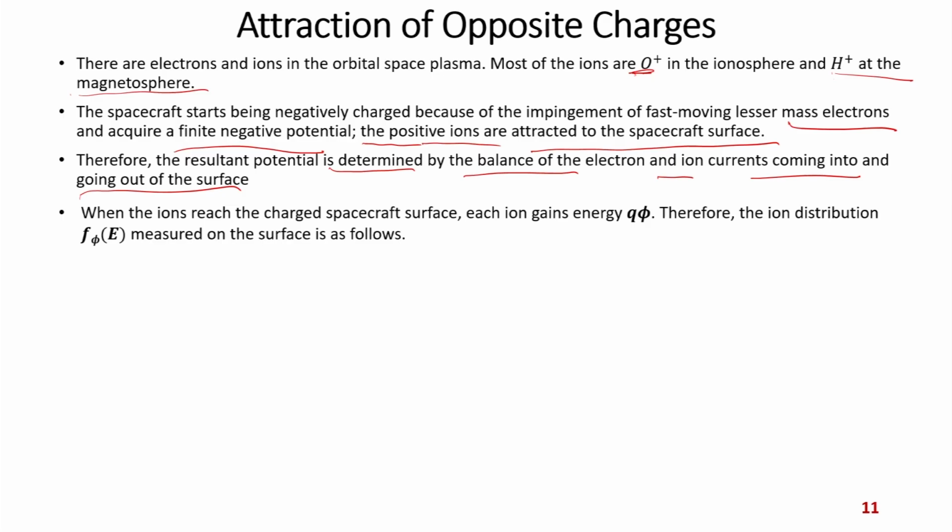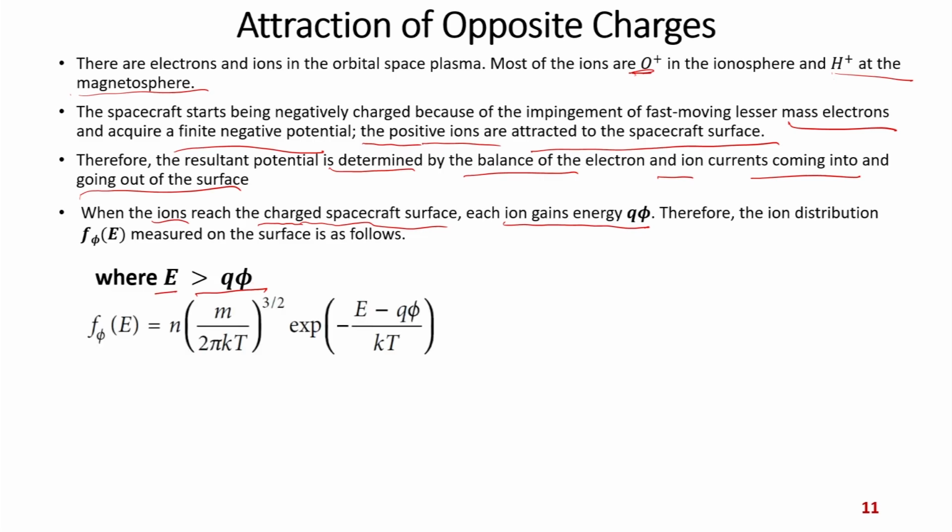Okay. So, here again we will see that the ions reach the charged spacecraft surface, and in this case the ion gains the energy of q phi. In the previous case it was losing, but here it is gaining this energy q phi. So, now how will this distribution function look? Of course, the kinetic energy has to be more than the potential energy. So, now you see that the distribution function has been modified like this.